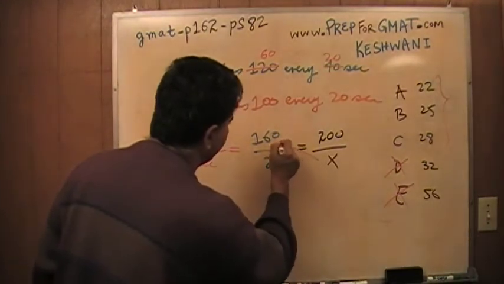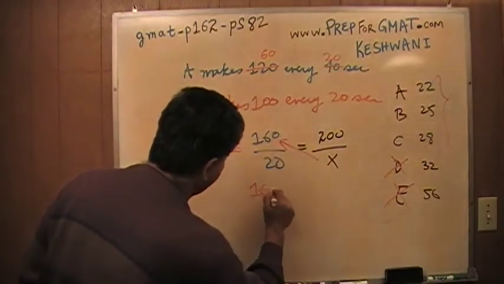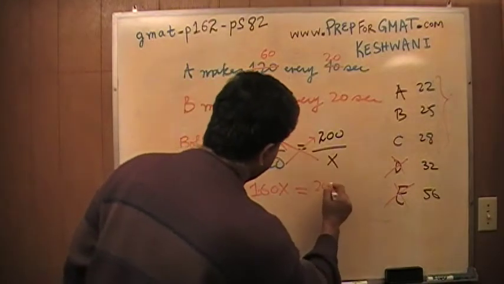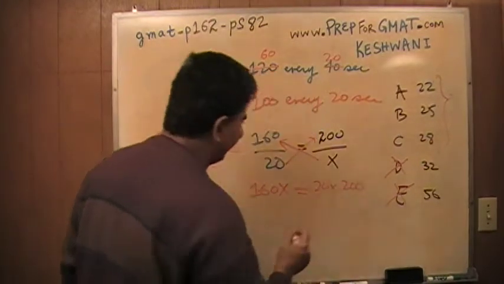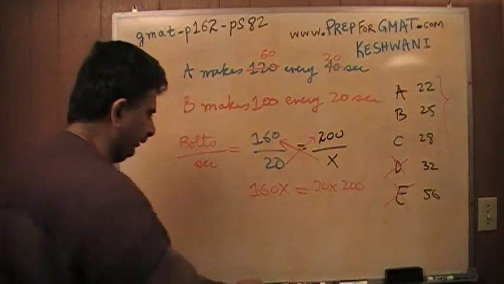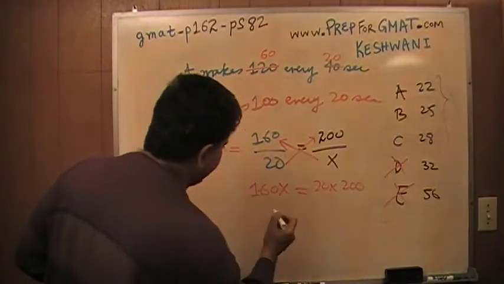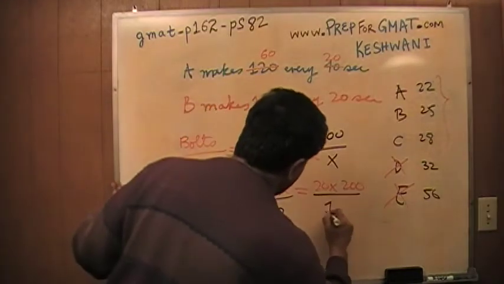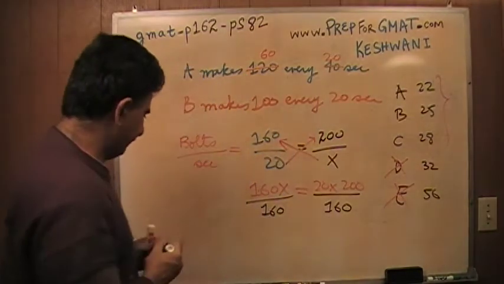Cross multiply here. 160x equals 20 times 200, and leave it like that. Don't do anything with it. And divide both sides by 160. And that's your answer. Let's see what happens.